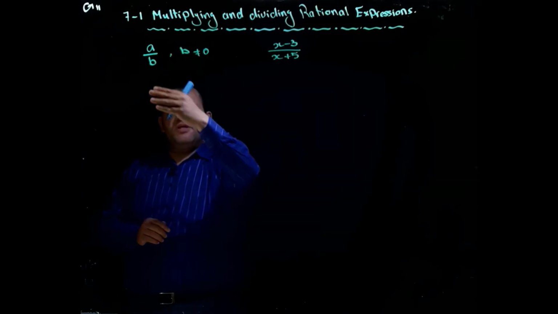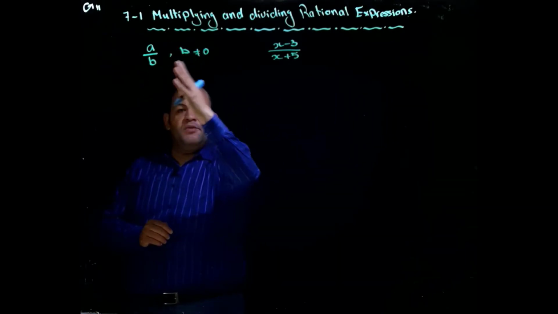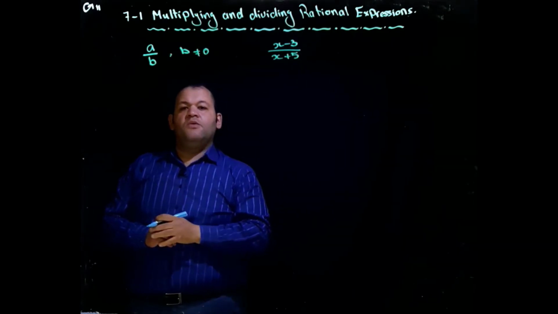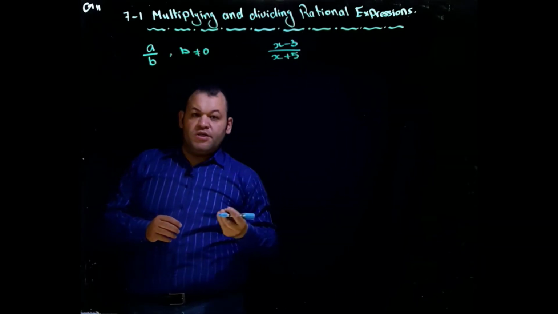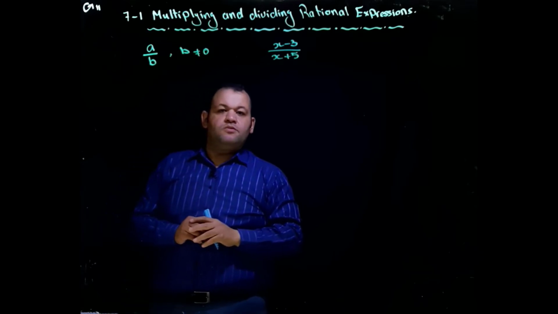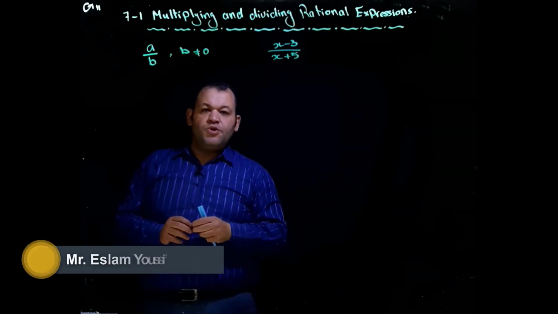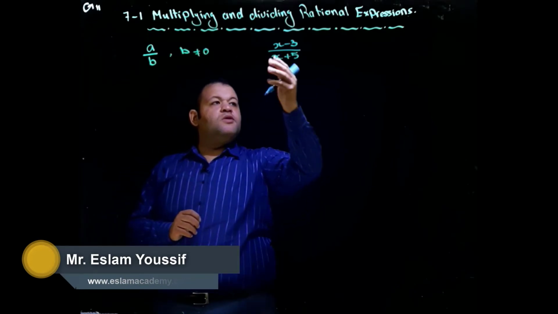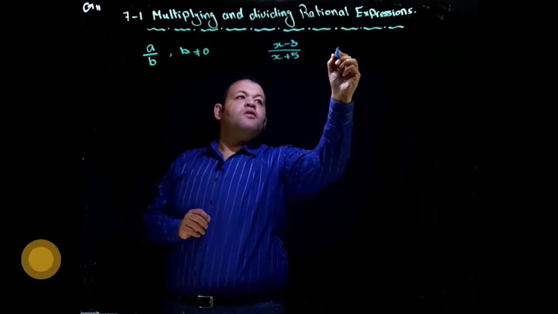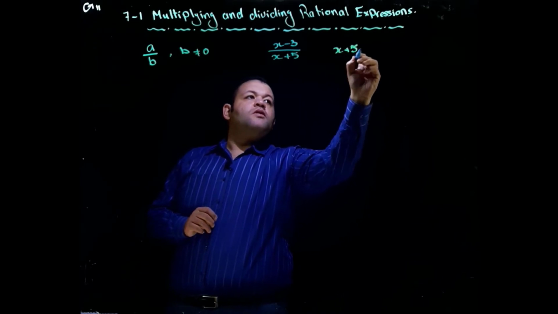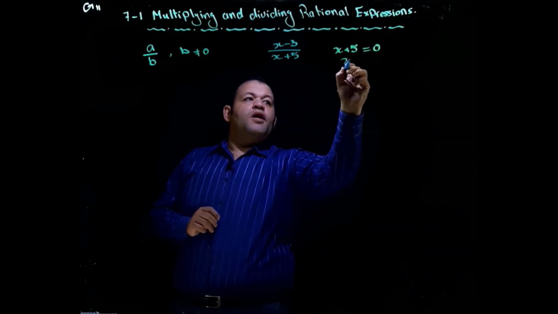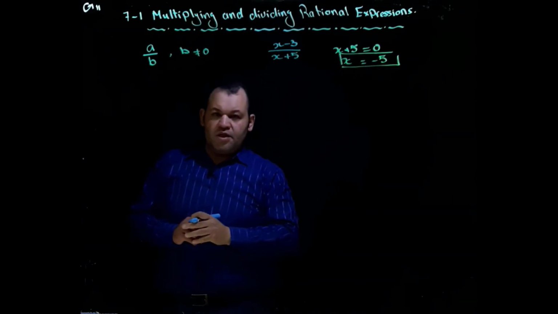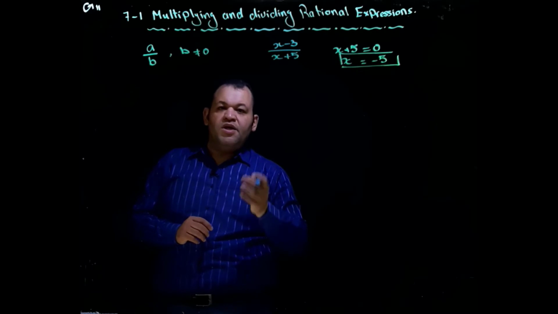As we said, a rational expression is written in the form of a over b, and the denominator is not equal to 0. So this expression is defined if the denominator is not equal to 0. The first point for any rational expression is that we need to find the value of the variable which makes the denominator equal to 0. The denominator that we have, which is x plus 5, is not equal to 0. So x is not equal to negative 5. If x is equal to negative 5, this expression is undefined. So we can accept any number except negative 5.